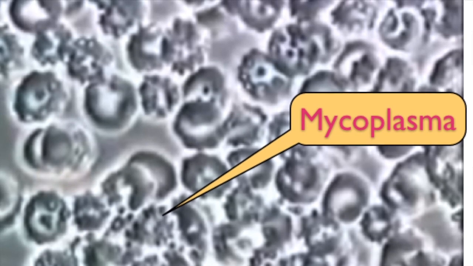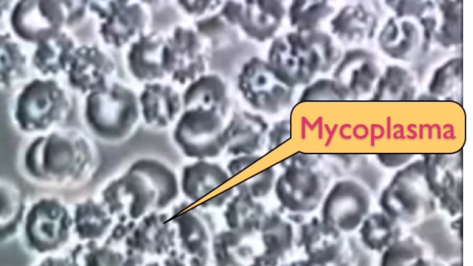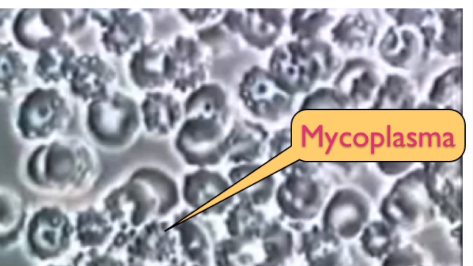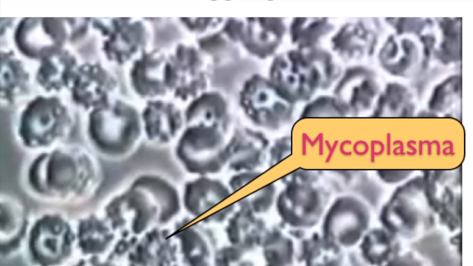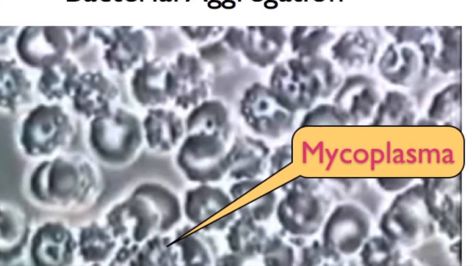Red cell distribution width, RDW, can also be measured, which shows if the cells are all of the same size or different sizes and shapes.